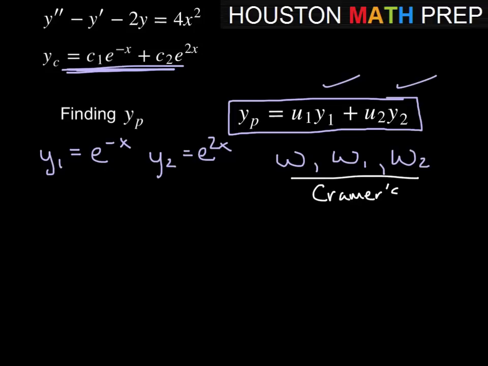You may have, back in pre-calculus or something, solved systems of equations using determinants and Cramer's rule, so this is based on a very similar idea as Cramer's rule. So first let's at least find W, the Wronskian, based on these two functions here.